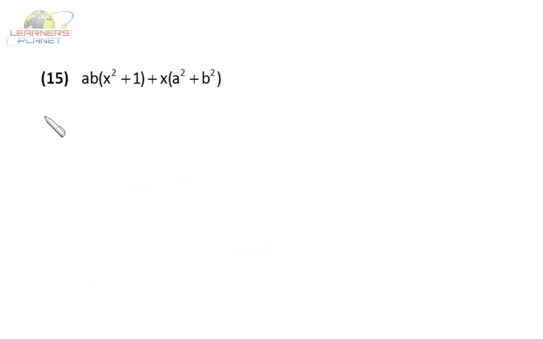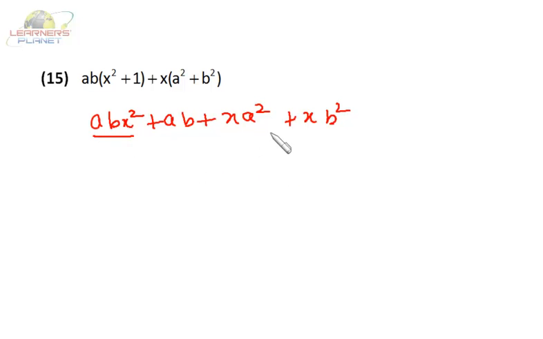Now this question, we already have some brackets over here. So first of all, let's open up all the brackets by multiplying the outside terms to the inside terms. So ab into x square will be abx square, then ab into 1 will be ab, then x into a square. It's just a simple multiplication of algebraic terms, plus xb square. Now we have to go for regrouping. Now we can make the group of abx square and maybe xa square and then ab and xb square. So let's rewrite it.